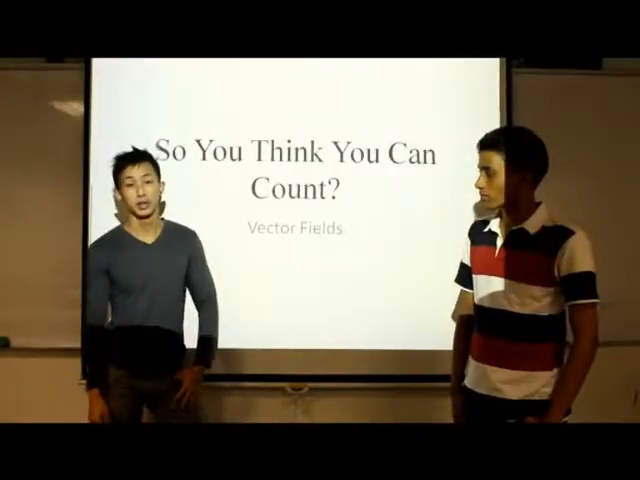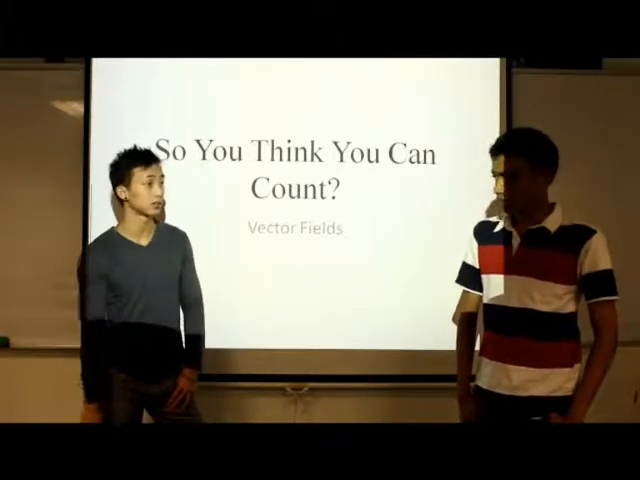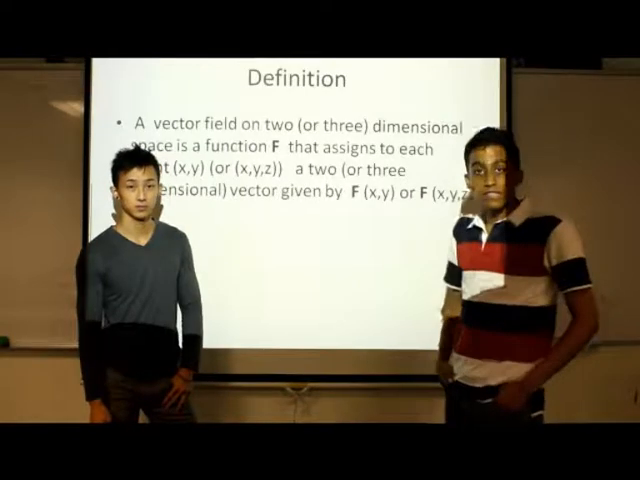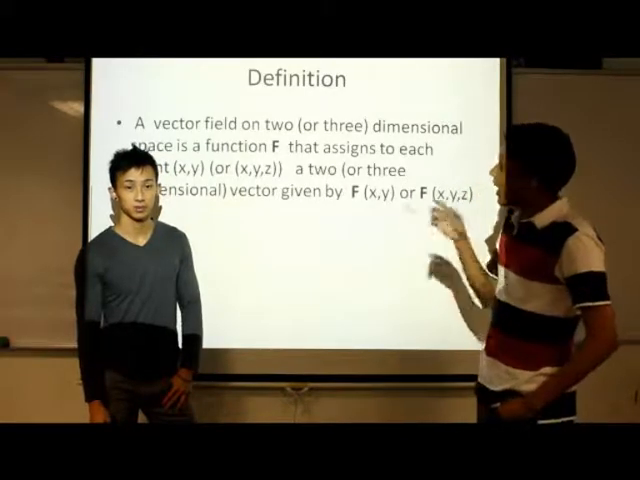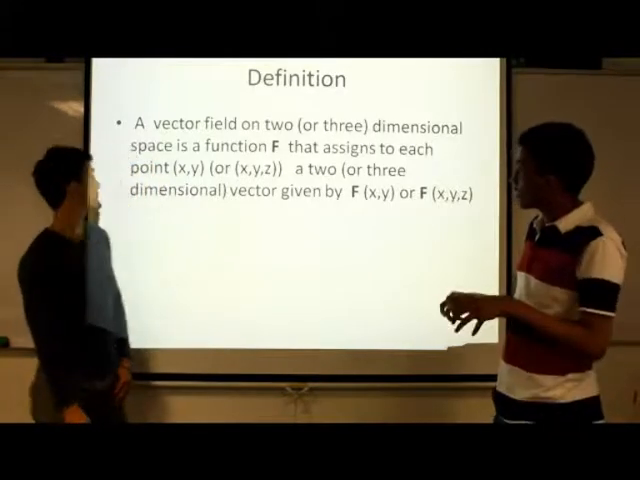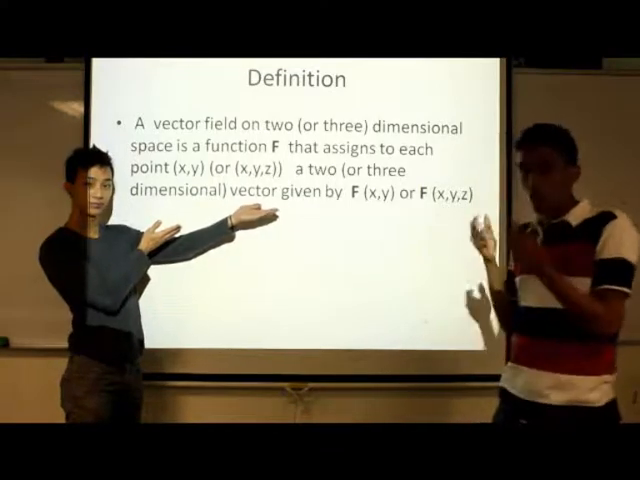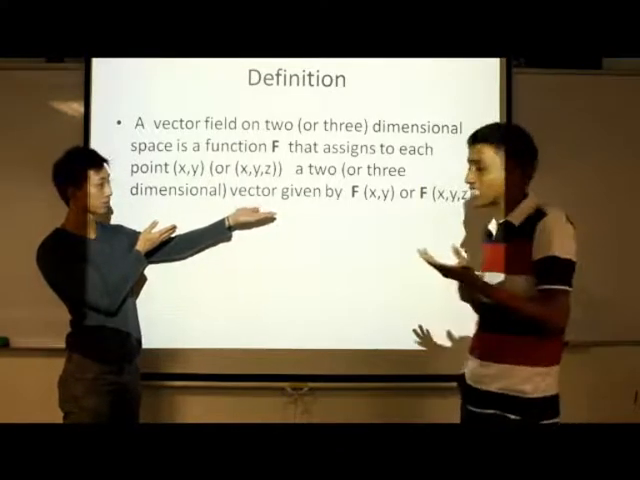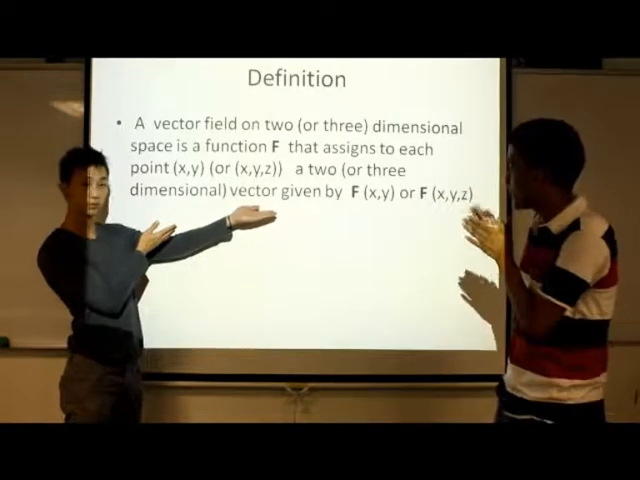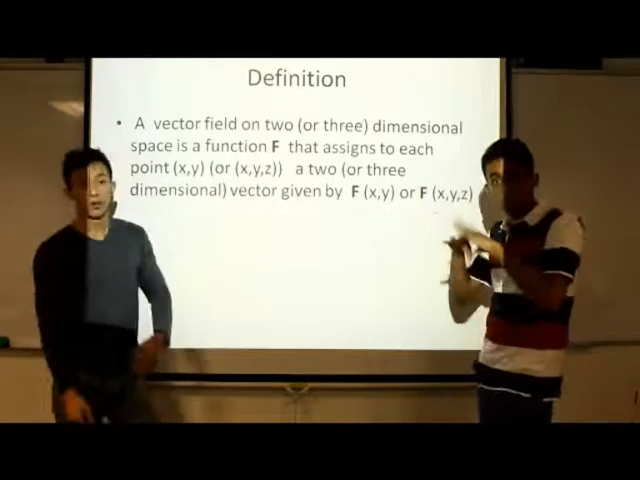Hello, and today on So You Think You Can Count, we're going to teach you about vector fields. Now, what's a vector field? A vector field is a two or three dimensional space with a function f that assigns to each point, that is f(x,y), or for 3D, f(x,y,z), a two or three dimensional vector. It's generally a normal equation.